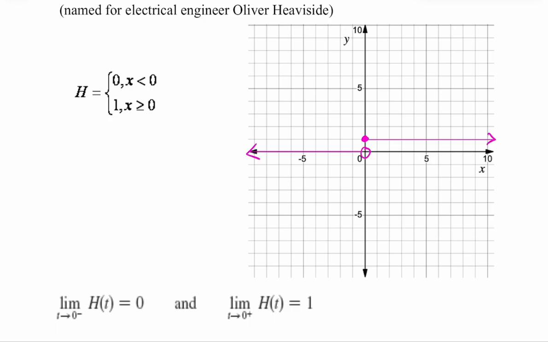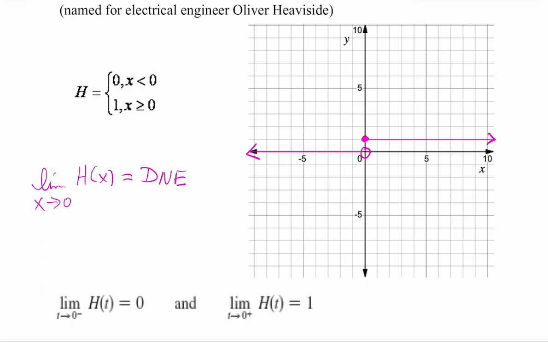So if we say, what is the limit as x approaches 0 of the Heaviside function? Let's use x here. We would say that it does not exist, because our limits from both sides are not the same.